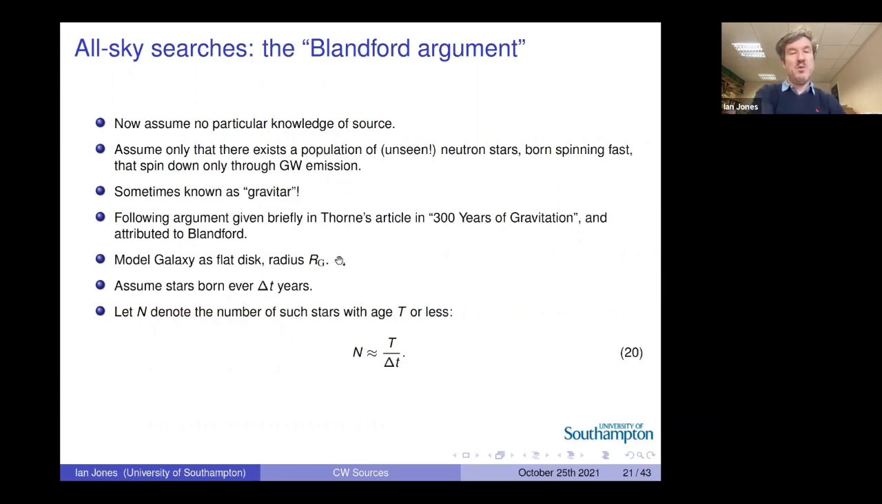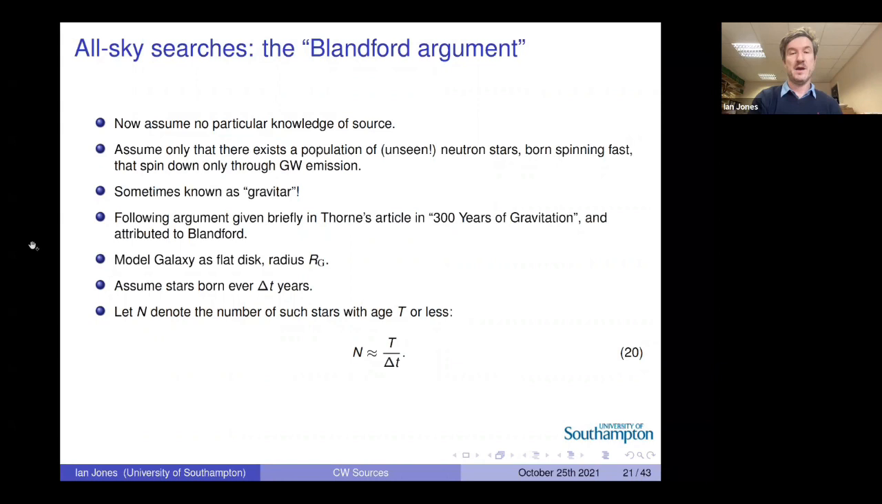What we're going to do is model the galaxy as a flat disk of radius R_G, G for galaxy. We're going to assume that a neutron star, or gravitar, is born every delta t years. So maybe that's like 100 years, and that's a plausible birth interval, comparable to the supernova rate. If we do that, then we can let n denote the number of stars with age T or less. So then n is big T over delta T. So if you wanted to know how many gravitars there are in the galaxy with an age of 10 to the 4 years or less, it'd be 10 to the 4 over 10 to the 2. There'd be about 100 such stars, whereas there'd be more older stars.